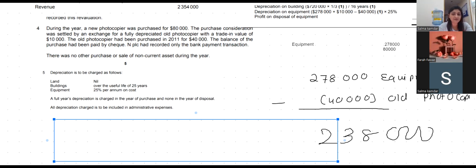The bank payment for this transaction is only 10,000. Old gone, new come. And the bank payment is only 10,000. Miss, but aren't you supposed to record the entire cost of asset? But they are telling us that they have recorded only the bank payment transactions. Okay. That's what they are telling us. So how can I argue?